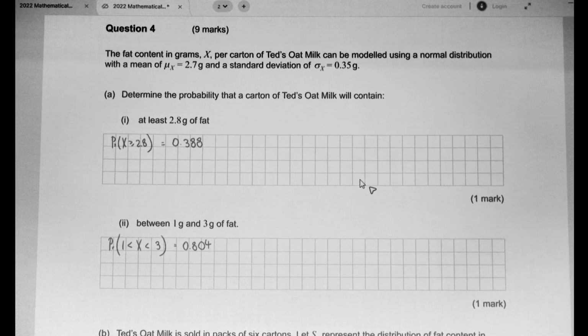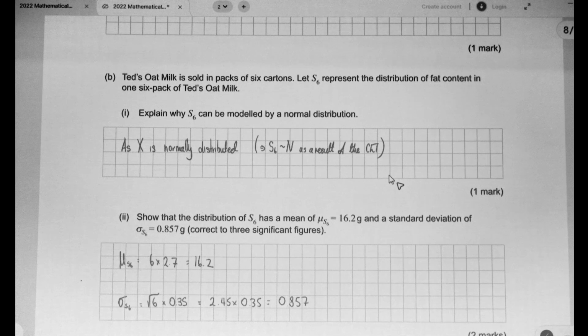Cool. Okay, so then we've got between 1 and 3 grams of fat, straight answer. Packs of 6 cartons, so we've got sampling distributions now. Explain why S6 can be modelled by a normal distribution. Really, the only answer is that the underlying distribution is normal. Central limit theorem therefore kicks in, which says if the underlying distribution is normal, it doesn't matter what sample size you have. It's no good saying, oh, because 6 is sufficiently large, because we wouldn't normally know. Normally 6 would be a bit dodgy, you would think.